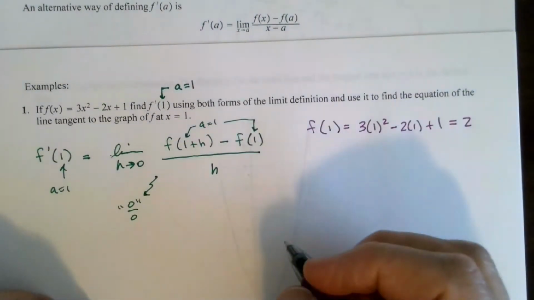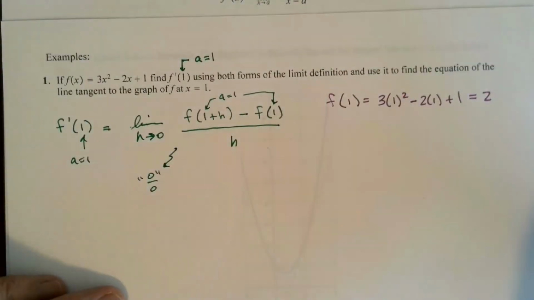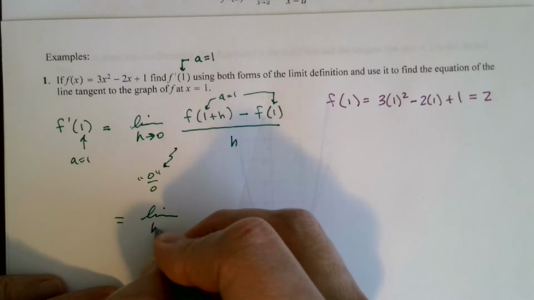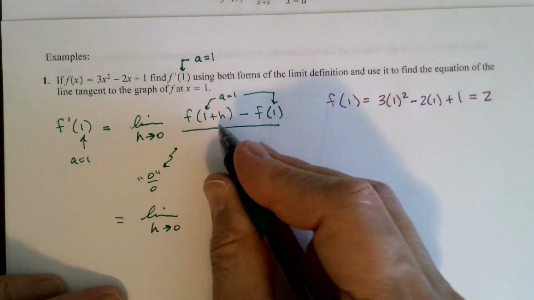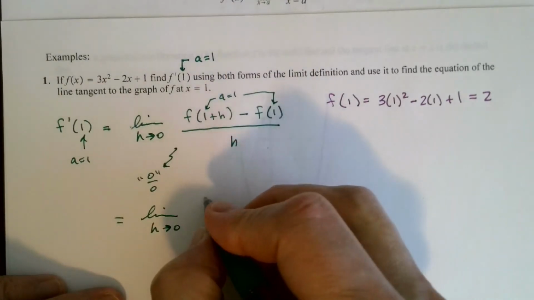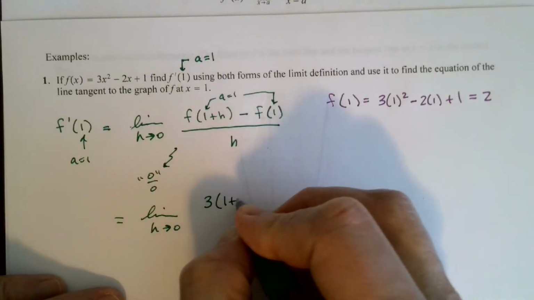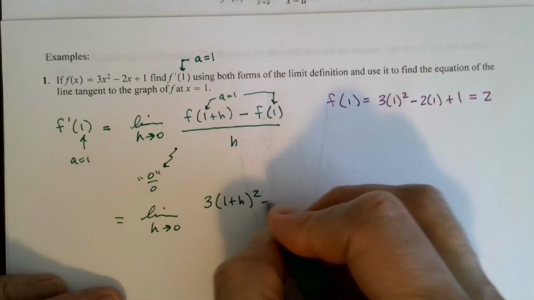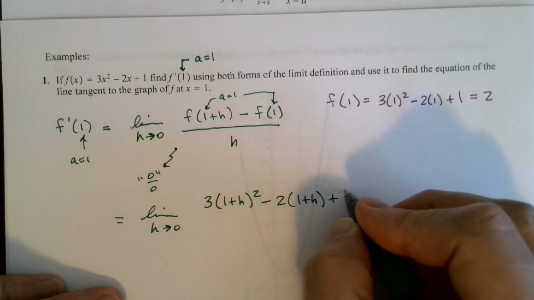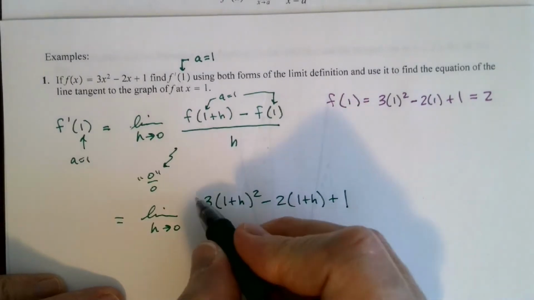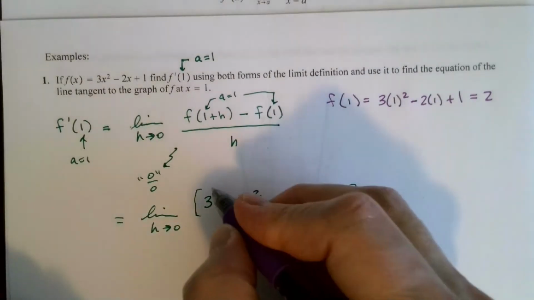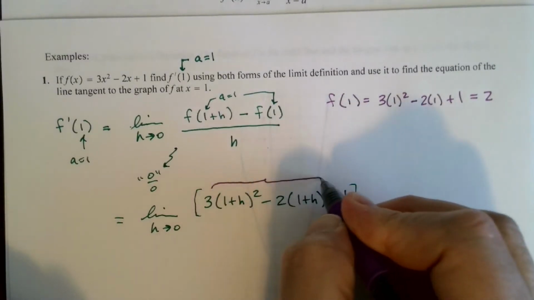Right. And then what about f of 1 plus h? So let's write this out. The limit as h goes to 0. For f of 1 plus h, I'm going to replace x with what? 1 plus h in the function. So be careful there. It's 3 times 1 plus h squared minus 2 times 1 plus h plus 1. So this right here, I'll put that in brackets, that is f of 1 plus h.